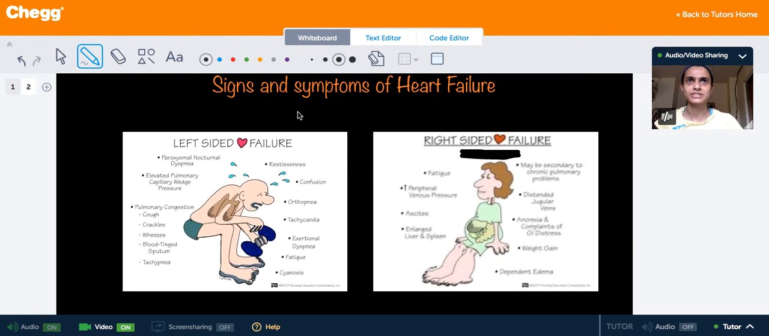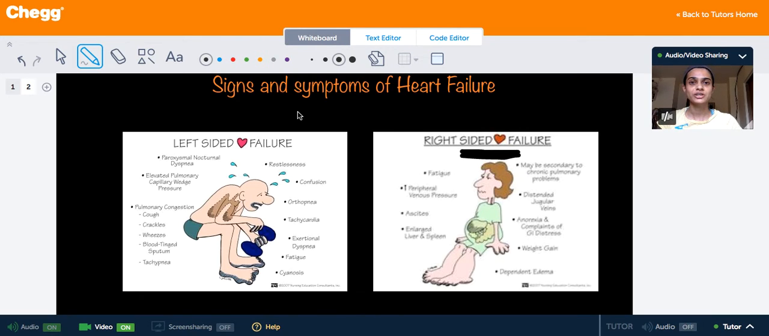So orthopnea is basically a feeling of breathlessness when you're lying flat on your back. And the reason this happens is because when you lie flat on your back, the venous return to the lungs or to the heart increases. And when you have increased blood pooling in your lungs, that's going to cause breathlessness because of all the congestion and the ineffective oxygen exchange that's happening in the lungs because of this congestion.